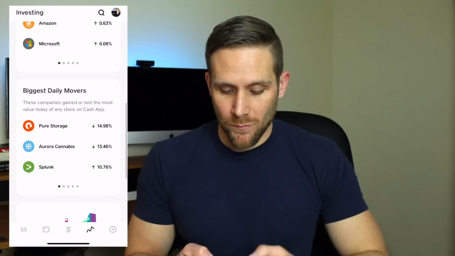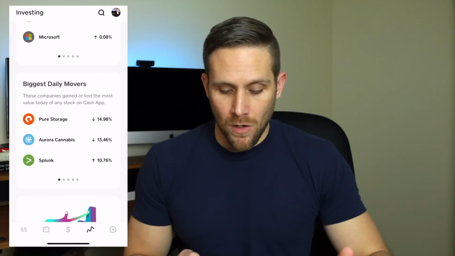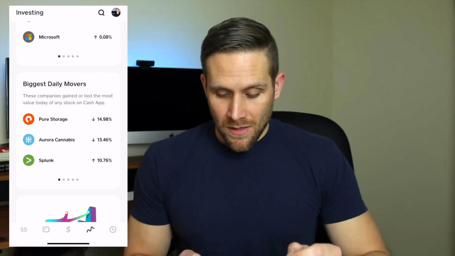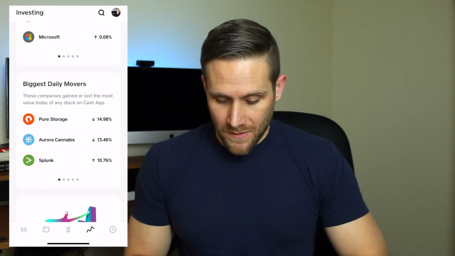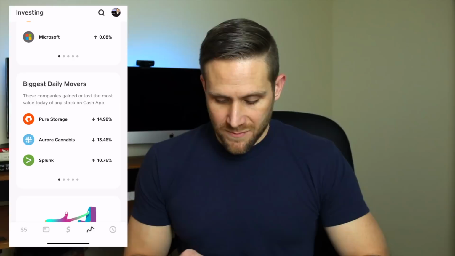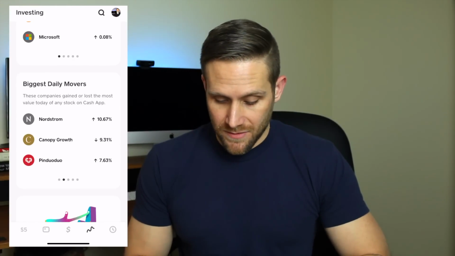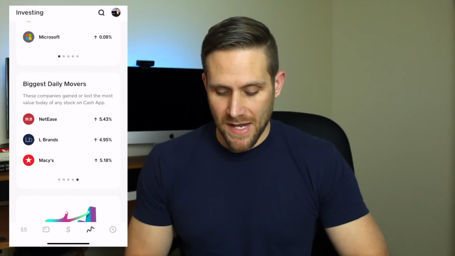Then scrolling down a little bit more, they have the biggest daily movers. So these companies gained or lost the most value of any stock on Cash App. So there's some ups, some downs. Pure Storage is down, Splunk is up. I don't know what Splunk is. Canopy Growth is down, and it gives you some details on that as well.